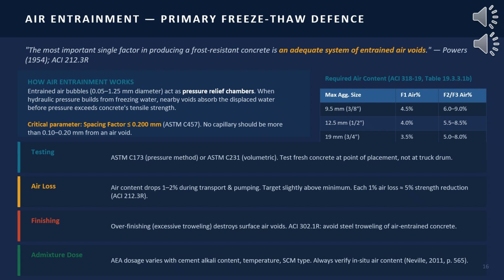Third, never allow over-finishing of air-entrained concrete. ACI 302 is very clear on this. Excessive troweling of the surface literally destroys the near-surface air void system, leaving you with a dense surface skin above a properly air-entrained interior. This surface skin is then highly susceptible to scaling in the first winter.